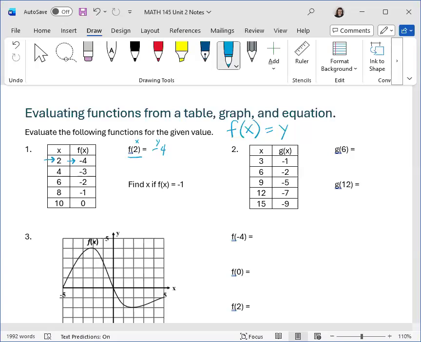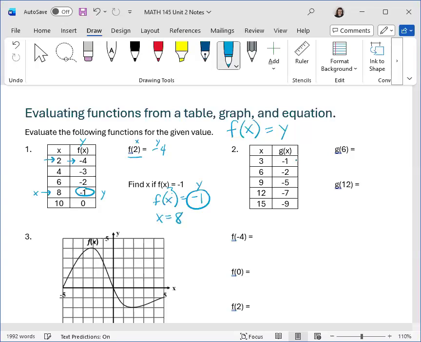Now, this one is the exact opposite. It's asking us if f of x is equal to -1. So this is saying we know the y value this time. The y value is -1, but we want to know what is that x value associated with that. So this time we're going to look in the f of x or the y column, and I'm looking for that value of -1. When y is -1, that means x is 8.